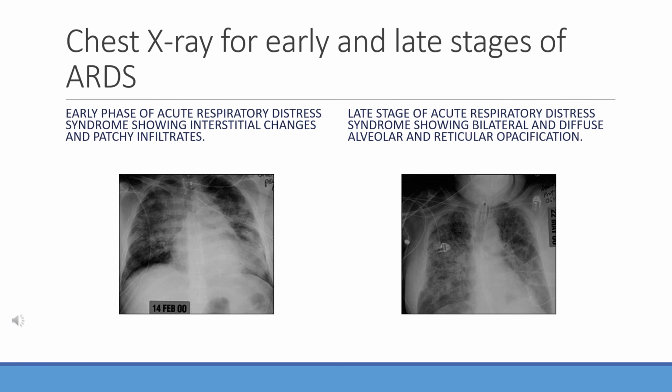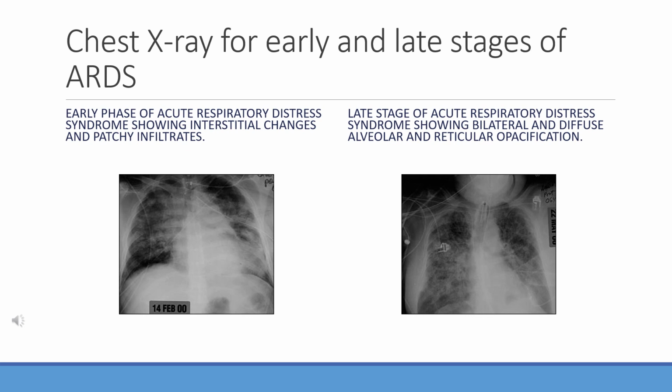Here are some additional chest x-rays for you to view that show the early and the late stages. When you look at the early phase of acute respiratory distress syndrome, you're going to see some interstitial changes beginning, and you'll have what we call patchy infiltrates. So again, it'll be in areas of patches, okay? And then when you get to the later stages, you're going to have more bilateral and diffuse alveolar and reticular opacification, to where it looks more opaque, as we call it. And then eventually at the very end, you have that total whiteout, as you saw in the previous x-ray.